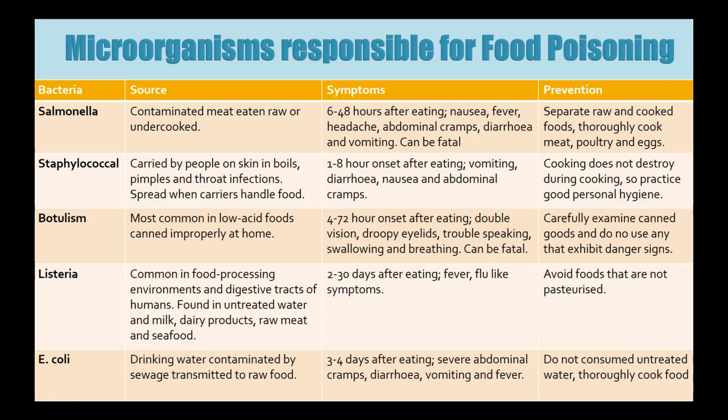So we've already talked about inappropriate storage and handling of foods, but we need to talk about the microorganisms that are responsible for food poisoning. The five that I would like you to be quite familiar with, and there are actually more, there's one, two, three, four, five, six, seven, eight, nine, but these are the main five that are most common, include Salmonella, Staphylococcal, Botulism, Listeria, and E. coli. So you need to be familiar with the source of each of these bacteria, the symptoms and prevention.